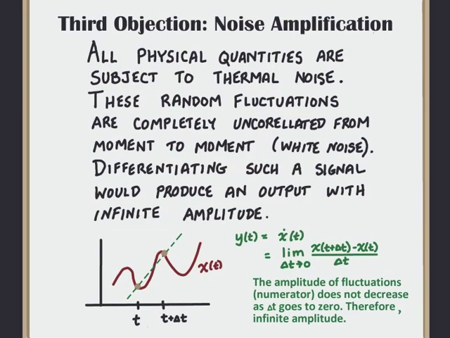Our final objection to improper transfer functions has to do with noise amplification. All physical quantities are subject to some thermal noise, and these are random fluctuations that are completely uncorrelated from one moment to another. The technical term would be white noise. When we differentiate such a signal, this would produce an output with infinite amplitude. Since we naturally object to a physical system producing an infinite amplitude output, we have still another reason not to consider improper transfer functions.